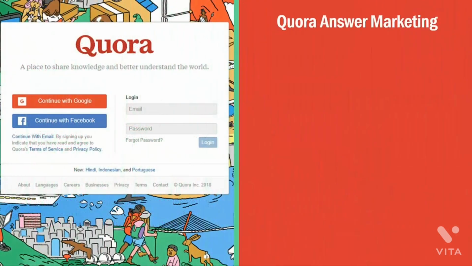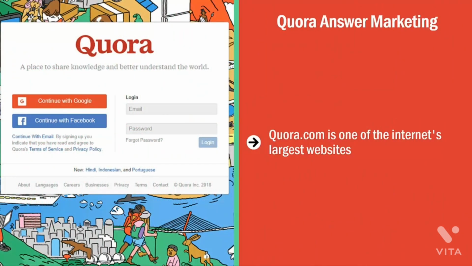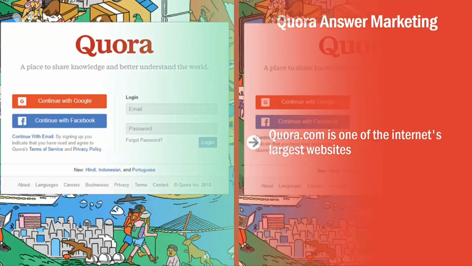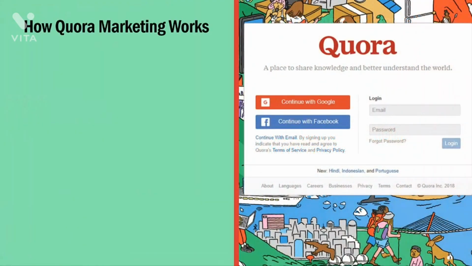Quora Answer Marketing. Quora.com is one of the internet's largest websites. It is a question and answer website that gets a ton of traffic. People from all over the world ask and answer questions. It is a thriving community and a lot of answers actually get a lot of views. How Quora marketing works. You find a question that's related to your niche.